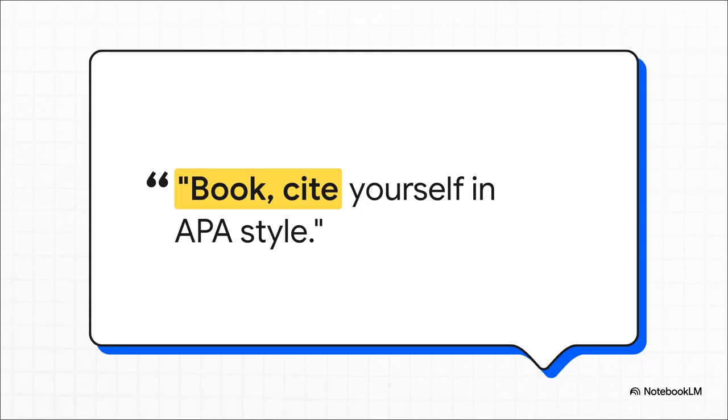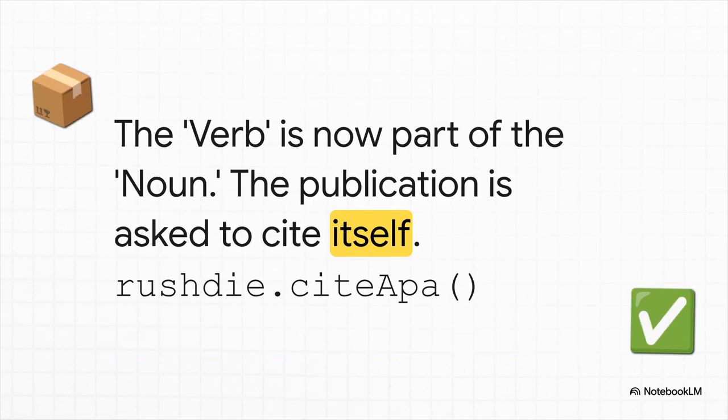Instead of some outside function being the expert on citations, we now just say, book, cite yourself. And just look at the code. The change is subtle, but it is profound. We're not calling cite APA and passing the book to it anymore. No, we're talking directly to the book object itself and telling it, hey, run your cite APA action. The verb is now baked right into the noun.